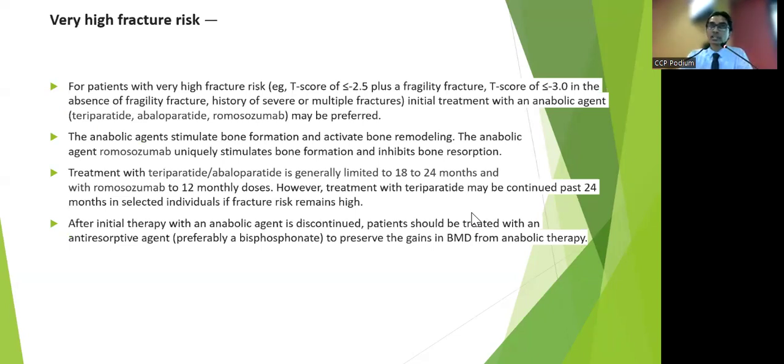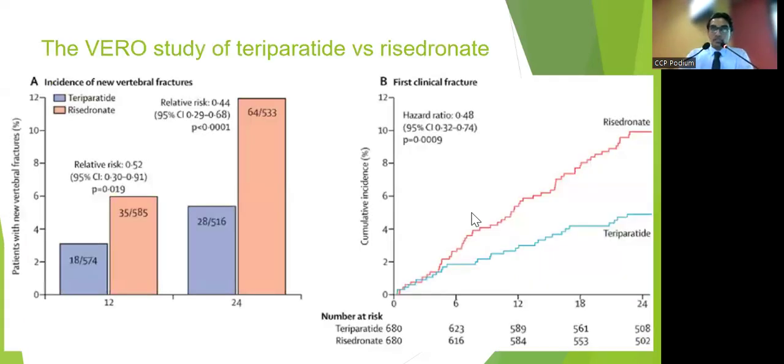Anabolic agents include parathyroid compounds like teriparatide or romosozumab. We give teriparatide for 18 to 24 months. The VERO study, with teriparatide and risedronate, showed that teriparatide is actually more effective than the bisphosphonates in fracture prevention and increasing bone mineral density.